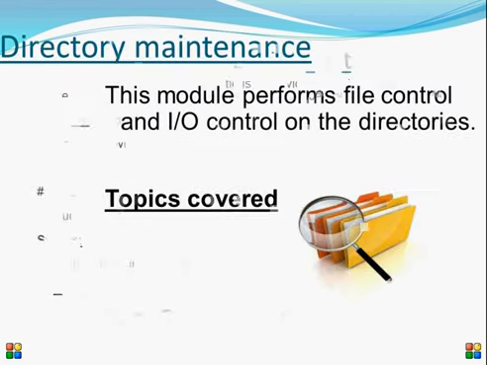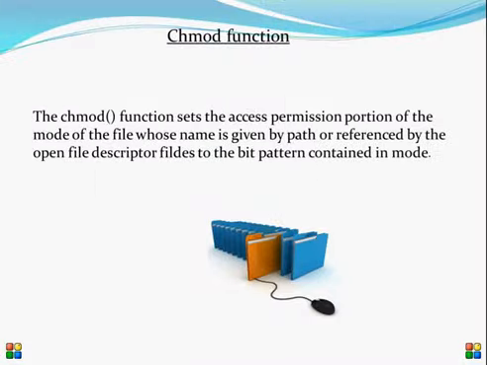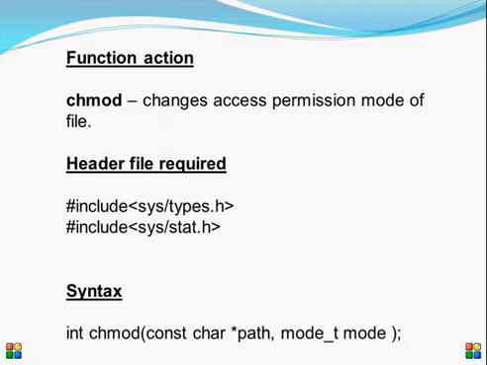Now let us move on to directory maintenance. This module performs file control and input-output control on the directories. Topics covered here are change mode and change owner. Let us start with the change mode function. The chmod function changes the access permission mode of the file. Header files required are sys/types.h and sys/stat.h, and the syntax consists of path and mode.